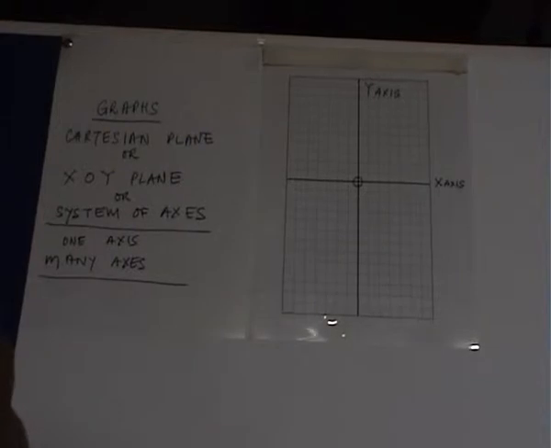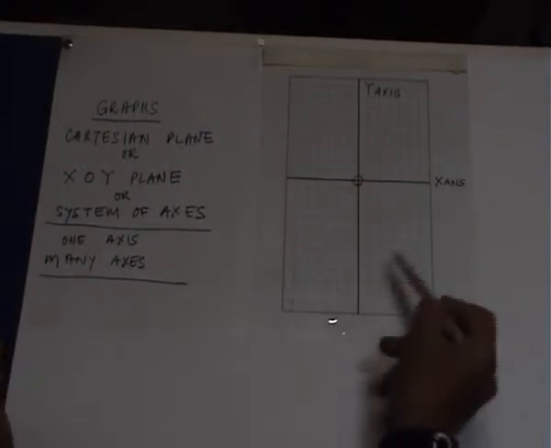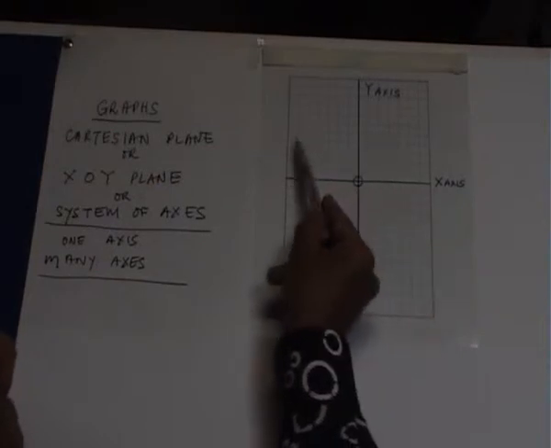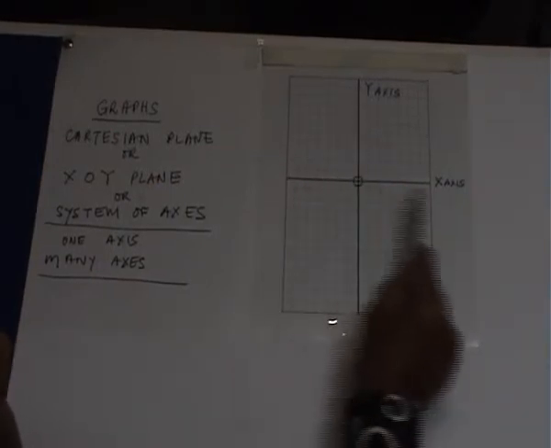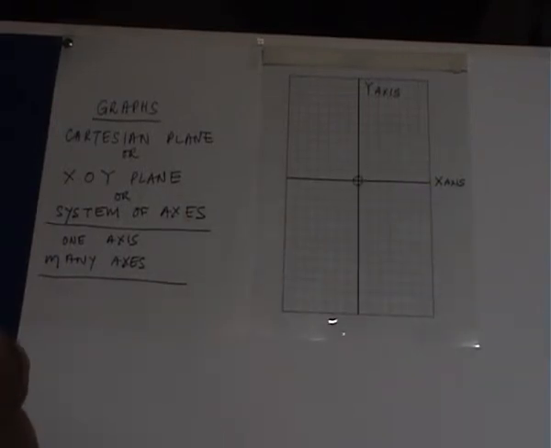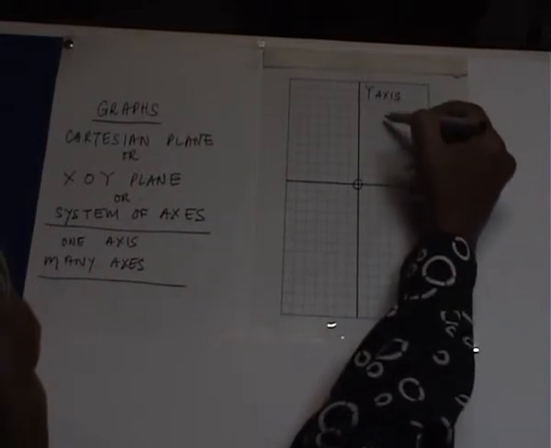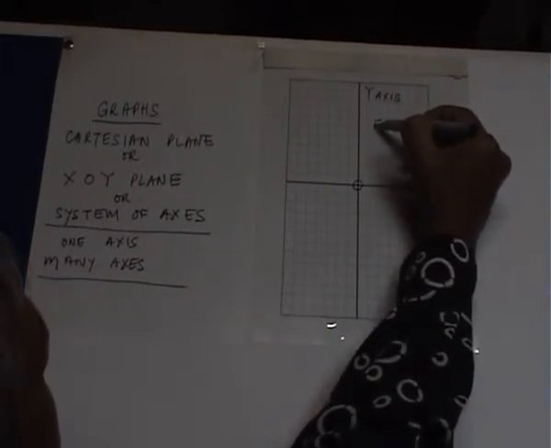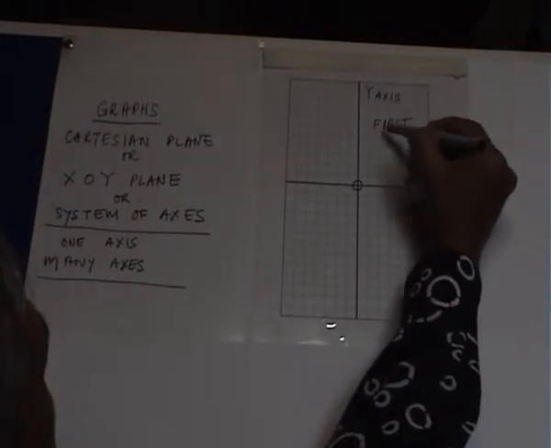All right, now let's learn a few more things. Now you can see this page is divided into 4 parts. 1, 2, 3, 4. The two axes are dividing this page into 4 parts. So each part is called a quarter. So this part is called the first quadrant.